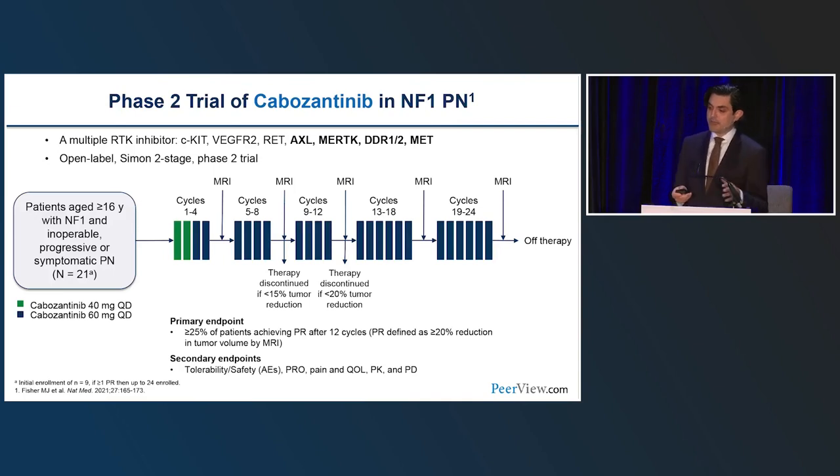Moving away from the MEK inhibitors into a much more dirty drug, cabozantinib, we think in particular AXL and maybe MER TK are the ones that we're targeting in plexiform neurofibromas. But in this study, in patients aged 16 or older with NF1, and again, the same criteria, plexiform neurofibromas that were symptomatic or progressive, cabozantinib was used on a daily basis, not BID as with selumetinib.